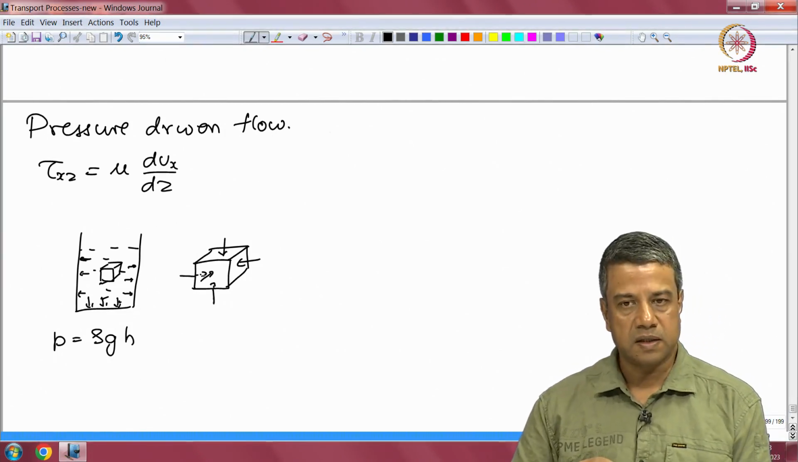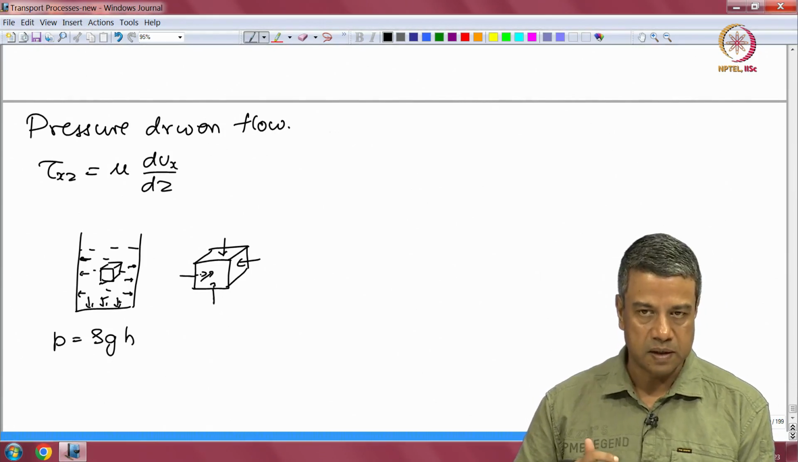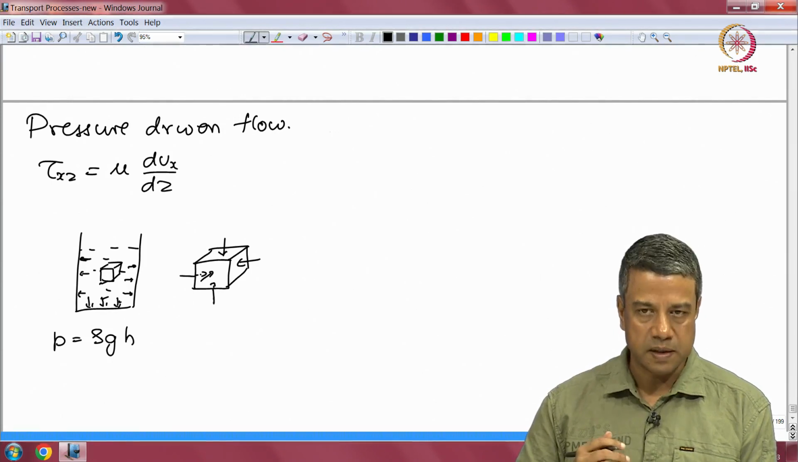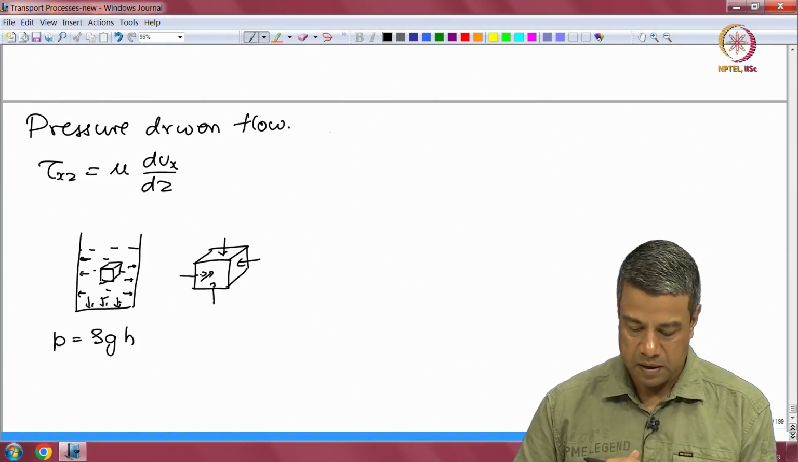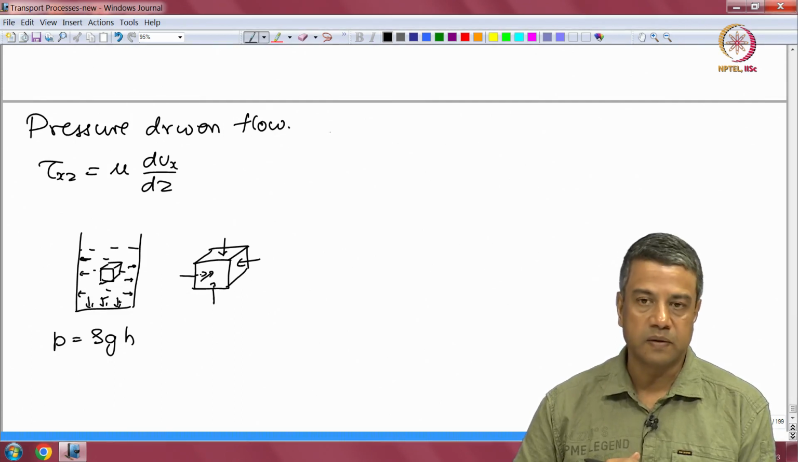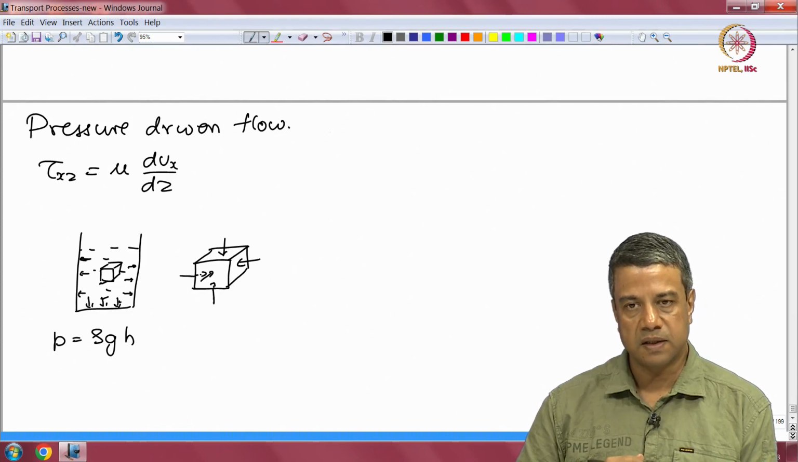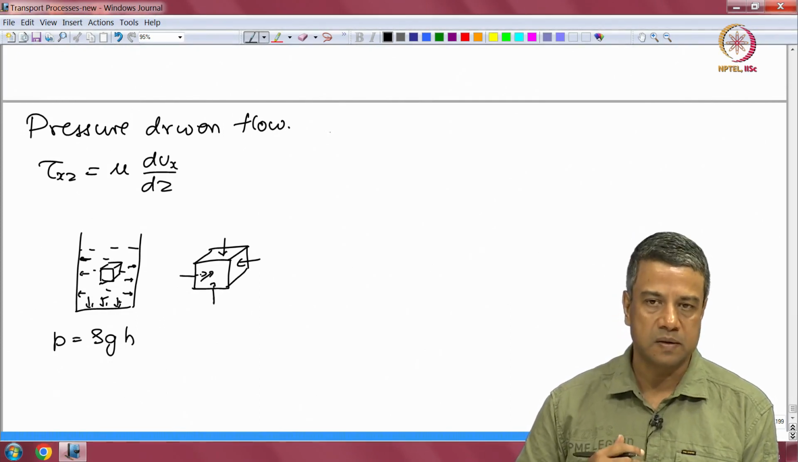So, it acts along the inward unit normal, and it tends to compress the volume. That is why it is called pressure. Note that the stress we had defined with respect to the outward unit normal. So, the pressure is actually the negative of the stress perpendicular to the surface.